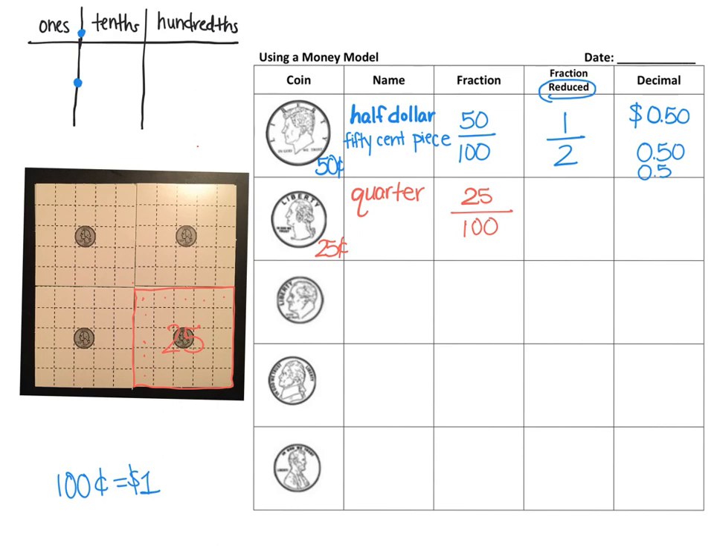Or, as we can see, how many quarters are on this mat? There are 4. So if we reduce this, a quarter is 1/4 of a dollar. 1/4 of a dollar.